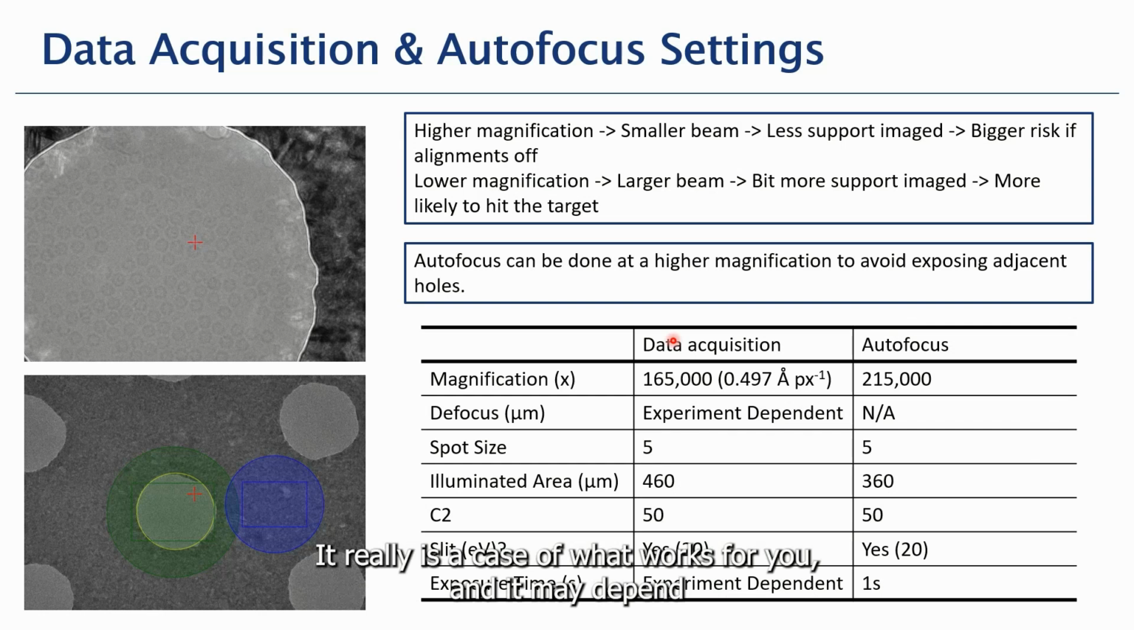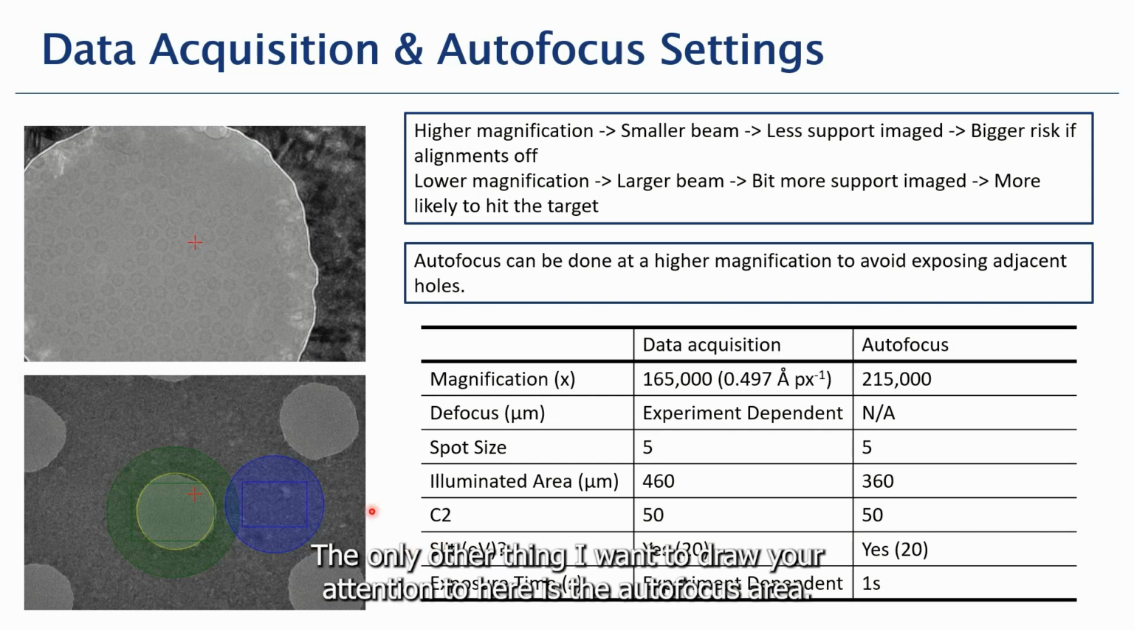It really is a case of what works for you, and it may depend on how much gold and support you want within the image. The main thing is to make sure that your beam is bigger than the hole, and then you're getting equal illumination across the entire hole, which is one of the benefits we have with these small hole sizes.